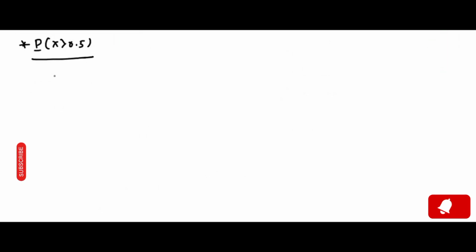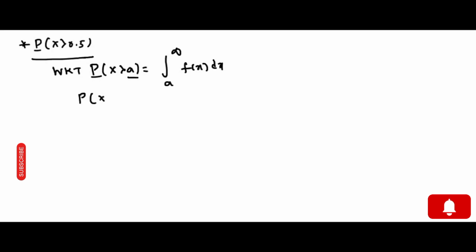Okay, so how to find the second one is using properties of the distribution function. We know that the probability of x greater than a is equal to the integration from a to infinity of f of x dx, right? So here what is the a value? That is 0.5. So substituting here, we get probability of x greater than 0.5 is equal to integration from 0.5.